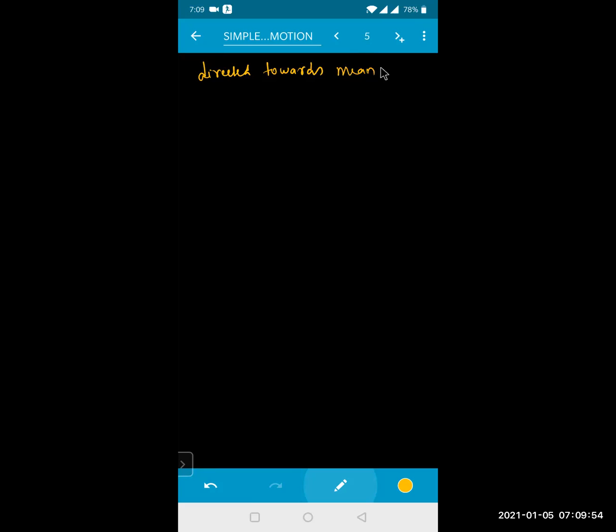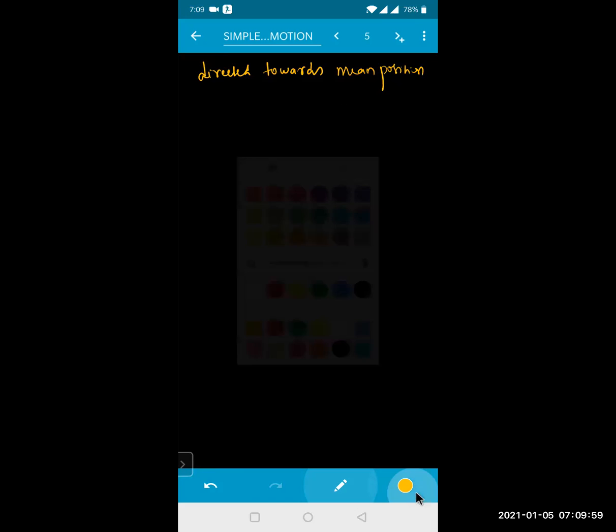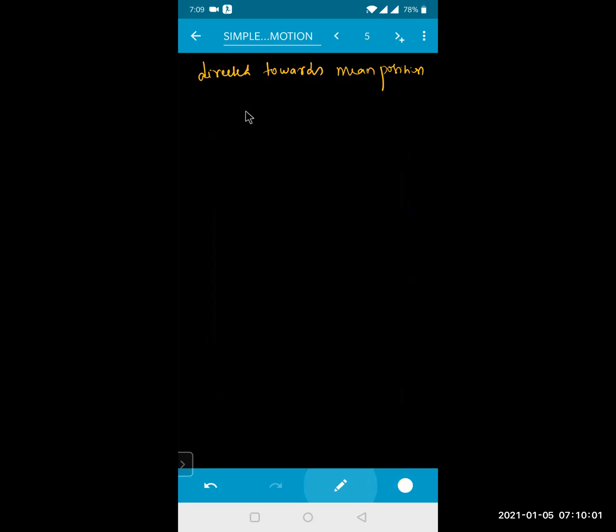Towards your mean position. So can I write restoring force is equal to how much? I'm representing the force by F. So F will be proportional to this. Restoring force is directly proportional to your displacement.